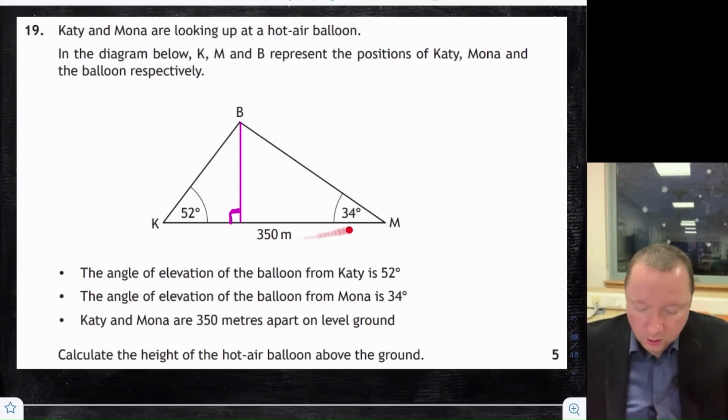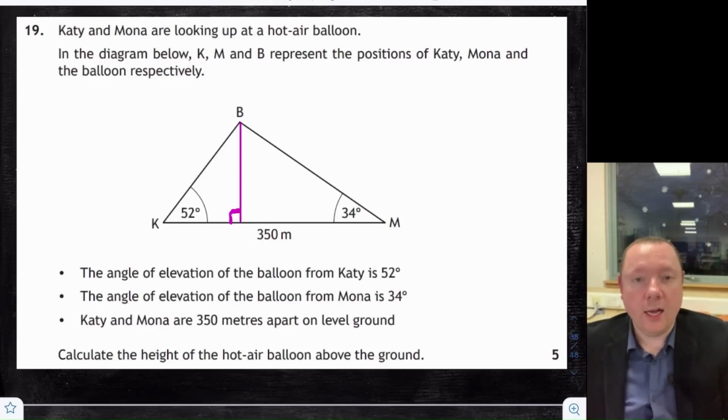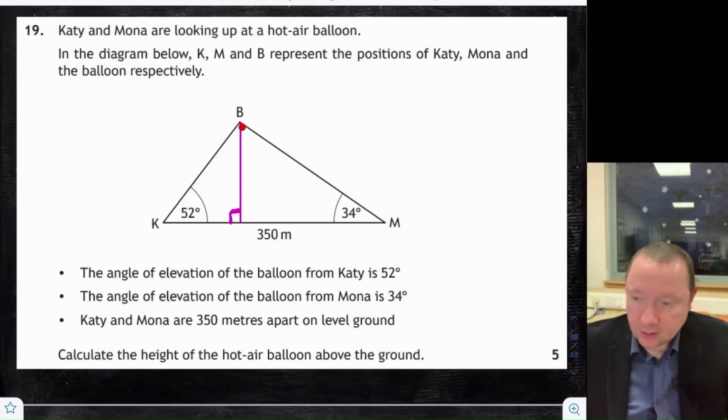It does not. So I'm going to need to get one of the other sides in order to use the sine rule or to use SOHCAHTOA to get the height. So that's exactly what I'm going to do. I'm going to start off by using the whole triangle to get one of the sides. You can pick any one you want, okay? I'm going to calculate this one, but you could go the other way and calculate this one.